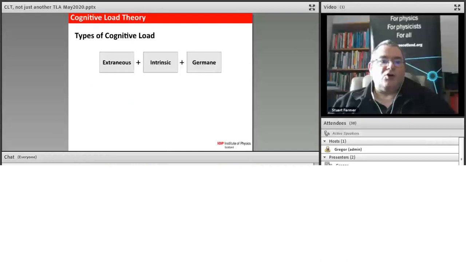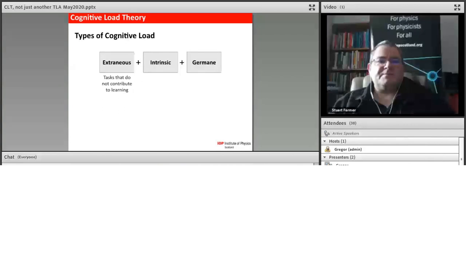So in terms of cognitive load, it was classified originally by Sweller and his colleagues into three main types. Extraneous cognitive load is basically things that don't contribute to the learning. In other words, background noise or other information that may be presented to the learner which isn't related in any way to what they should be learning. It just gets in the way. And then we've got the actual cognitive load of the task itself, the intrinsic cognitive load.